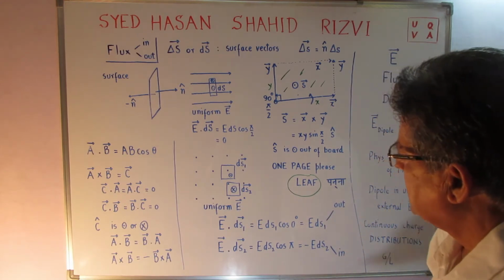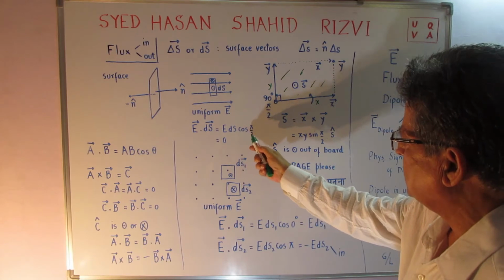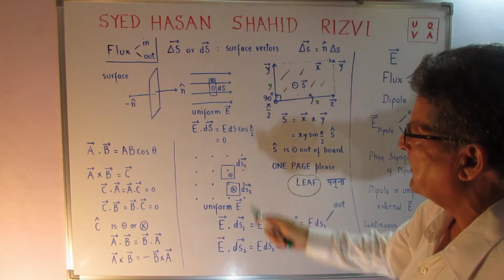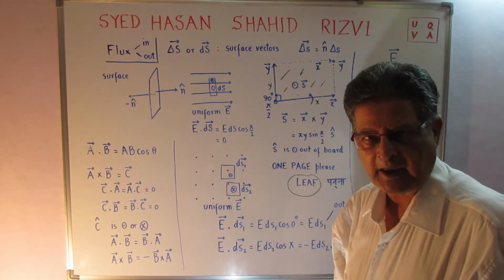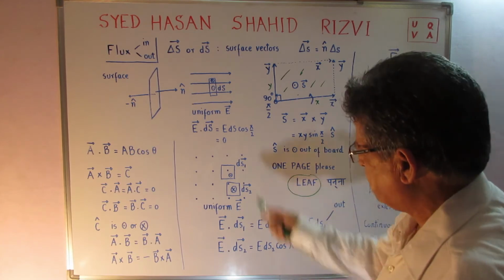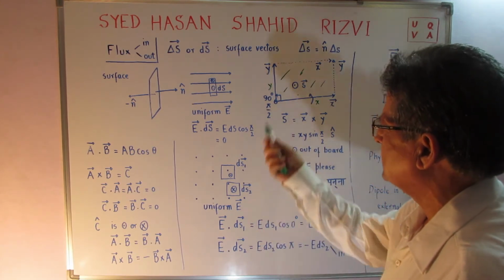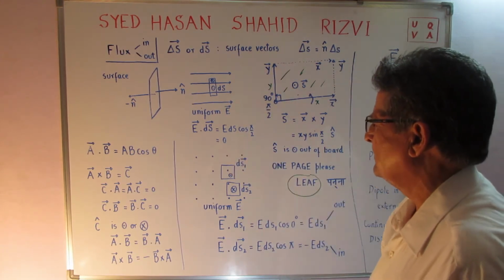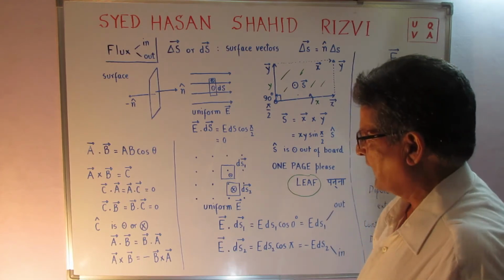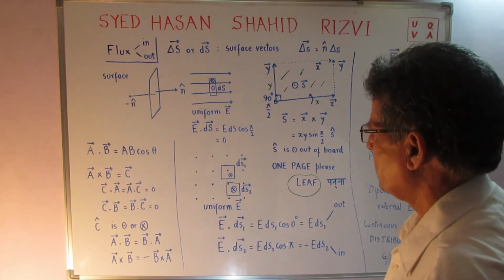Well, E dot ds will be equal to E ds cos of pi by 2, where pi by 2 is the angle that it will make, and therefore plus pi by 2 or minus pi by 2, it doesn't matter. In both cases it will be equal to 0. So there is no flux in, there is no flux out.